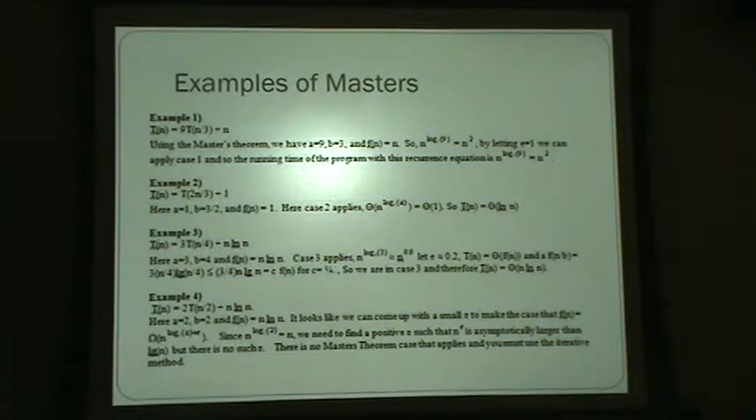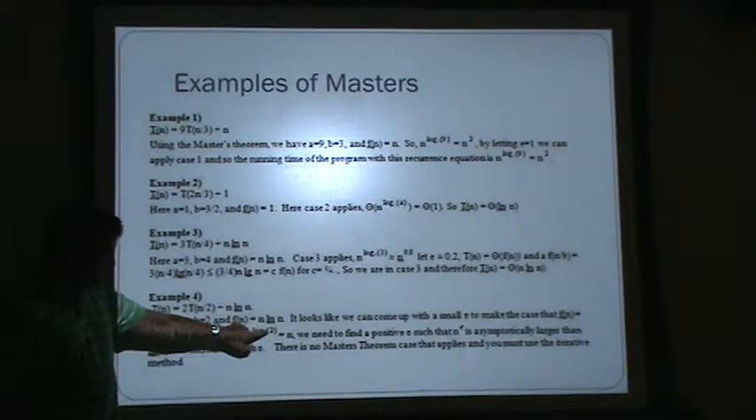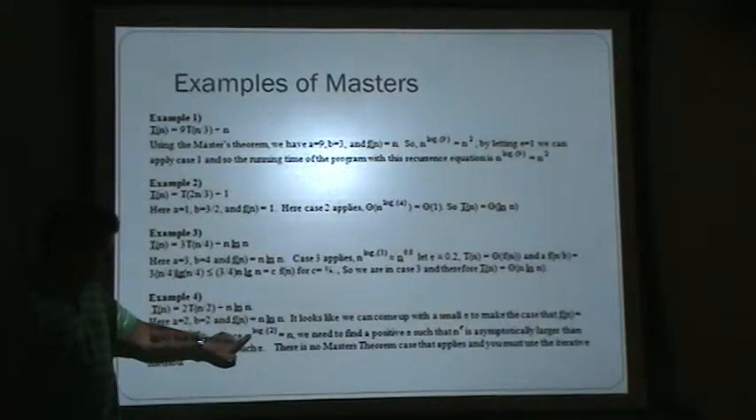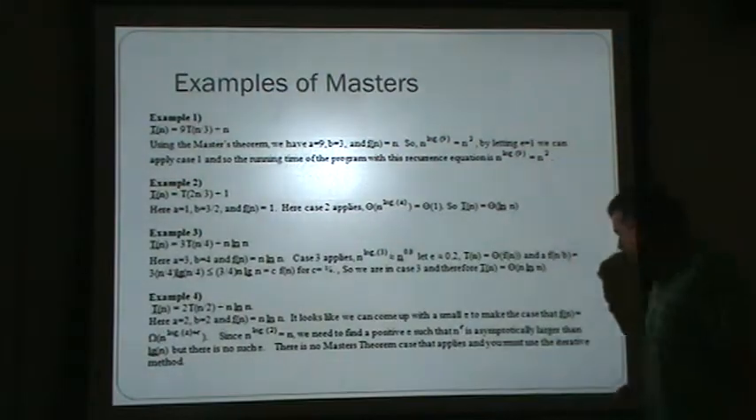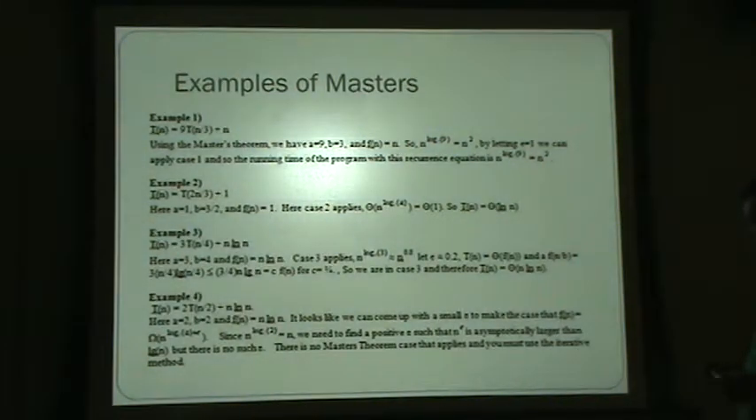It looks like we can come up with a small enough epsilon to make this formula come true. But then since n to the log base 2 of 2 is equal to n, since log base 2 of 2 is 1, and these equal each other, we need to find a positive epsilon such that n to the epsilon is asymptotically larger than log n, but there is no such epsilon. So in this case, we can't make that second part of the third condition come true. So we can't really use the master's theorem in this case.